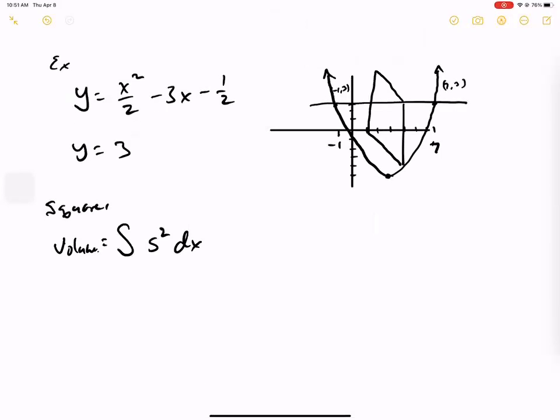Okay, where are we starting? Where are we ending? We are starting at -1. We're ending at 7. What is s? S is the value from upper to lower. That's the length of your one side. How do we find the length of the one side? We can call this y1 and y2. It's y2 in this case minus y1. Why? Because y2 is my upper boundary, 3. That's 3. And the parabola y1 is x squared over 2 minus 3x minus 1/2.